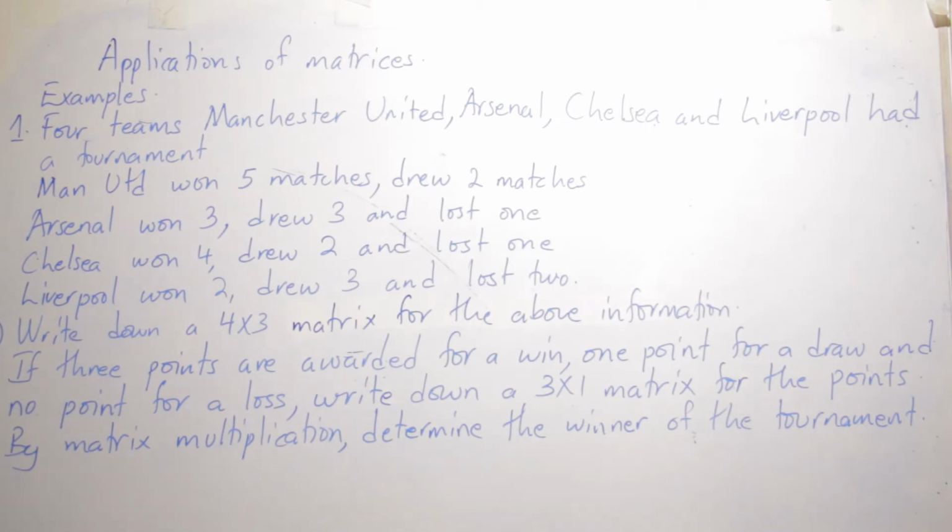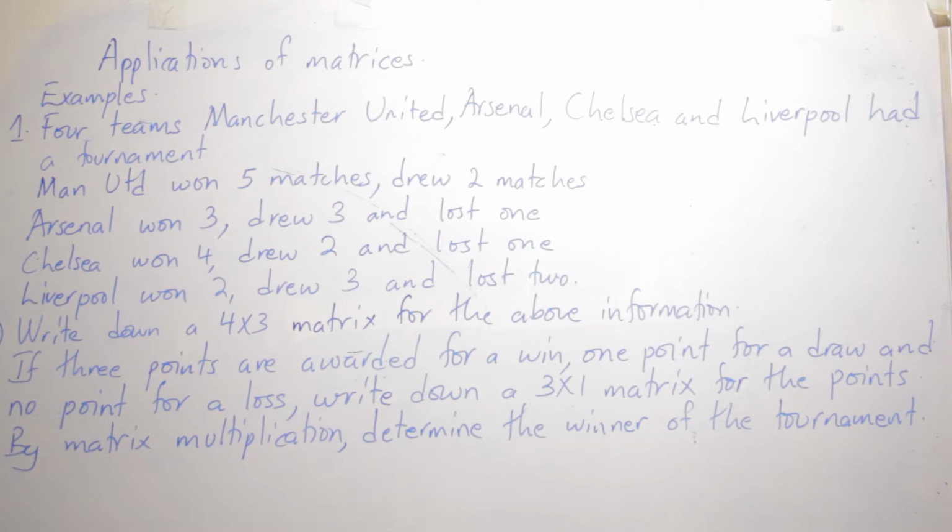Part B, if 3 points are awarded for a win, 1 point for a draw, and no point for a loss, write down a 3x1 matrix for the points. Then part C, by matrix multiplication, determine the winner of the tournament.